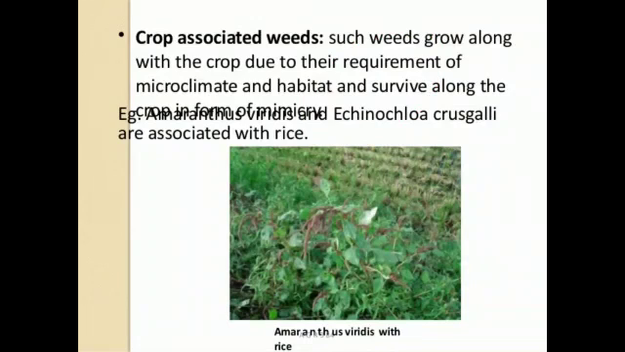Then crop associated weeds. Such weeds grow along with the crop due to their requirement of microclimate and habitat, and survive along the crop in the form of mimicry. They may be associated with a certain crop for one of the following causes, like a need for a specific climate. For climate, weeds like chicory or swine grass require a shady, cool and moist climate, and this habitat for their best growth is available with crops like lucerne and berseem.